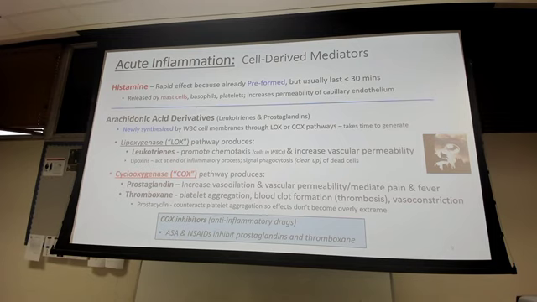So thromboxane, that helps with our platelets. It makes our platelets a little bit more sticky. That way they can start to clump up together, and if there's bleeding going on, cause that blood clot.